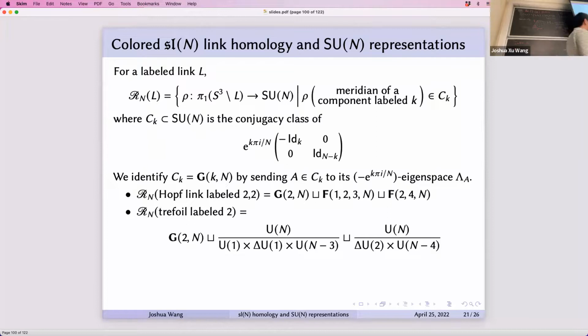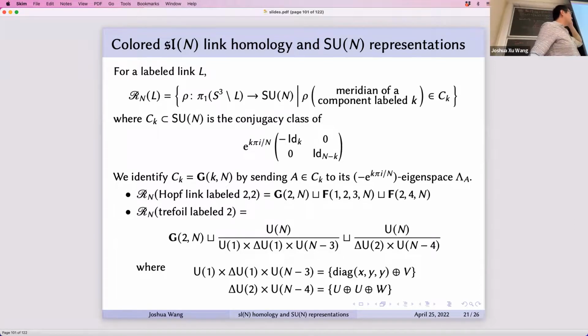And then for the trefoil labeled 2, you get something. Again, there's one component, which is the Grassmannian, and then there are 2 other components, and they turn out to be homogeneous spaces. Doesn't really matter, but if you want to know what my notation means, it's very explicit which subgroups are part of it. That's right. Yeah, the label on the arcs are 2.